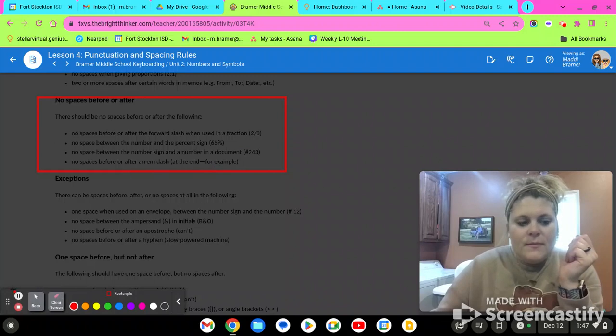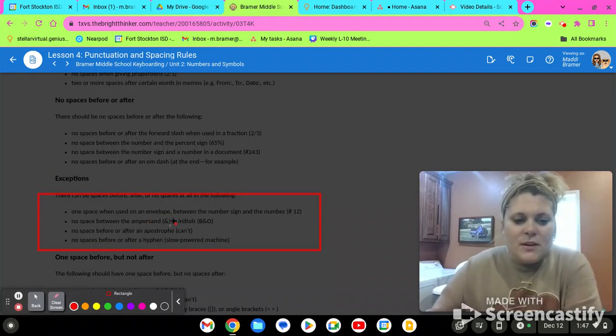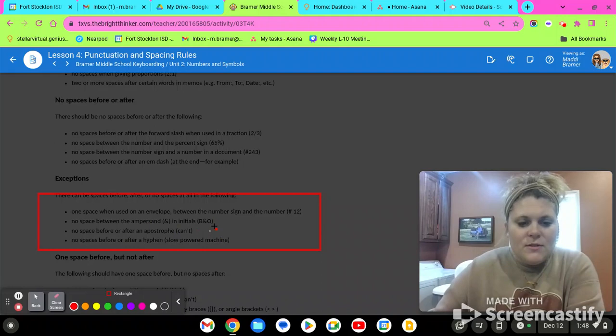So there are some exceptions. There can be spaces before, after, or no spaces at all, the following. So one space when used on an envelope between the number sign and the number. No space between the and symbol and initials. It's like B and O. No space before or after an apostrophe, because that's part of the word. No spaces before or after a hyphen, because that's making the word.